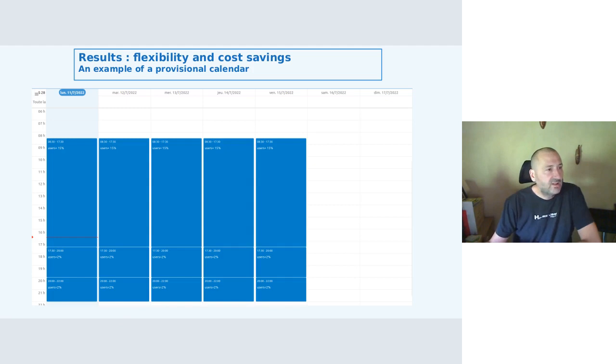Here is the forecasted schedule used in the previous case. You can see there is a minimum of 15% of the servers in the pool requested from 8:30 AM until 5:30 every day of the week, and only 2% in the evenings and at night and during the weekends.